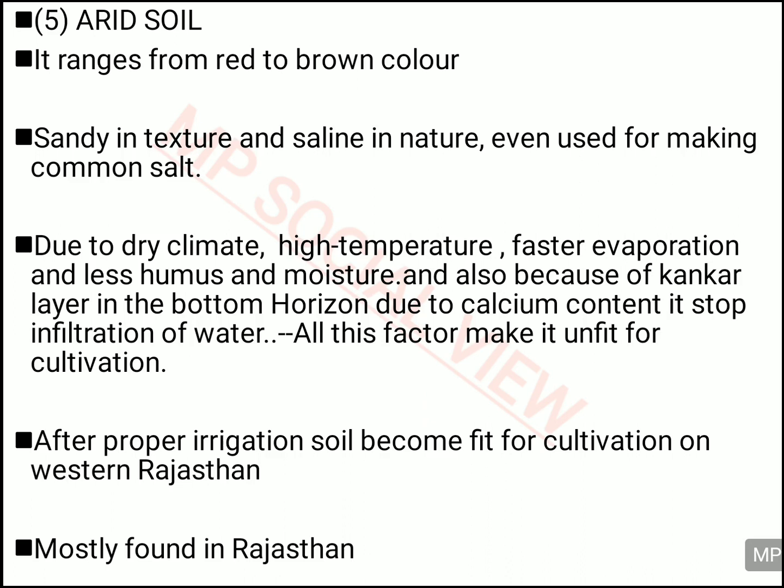So because of all these factors, arid climate, high temperature, less moisture, more evaporation, and less humus content, this land becomes unfit for cultivation. But it does not mean that cultivation is not possible there if the proper irrigation facility is there. You must have heard about Indira Gandhi Canal, which was brought to Rajasthan, and cultivation was started in desert area also. So if the proper irrigation facility is provided, cultivation can be done in western Rajasthan also. And mostly it is found in Rajasthan area only.